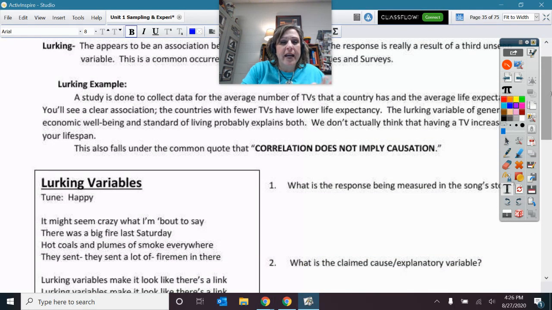So let's take a look at an example to help you understand what that means. A study is done to collect data for the average number of TVs that a country has and the average life expectancy. Well, you'll see a clear association because the countries that have fewer TVs also have lower life expectancies. You have some third world countries, well, they don't have very many TVs there, and their people are not living very long. Okay. All right.